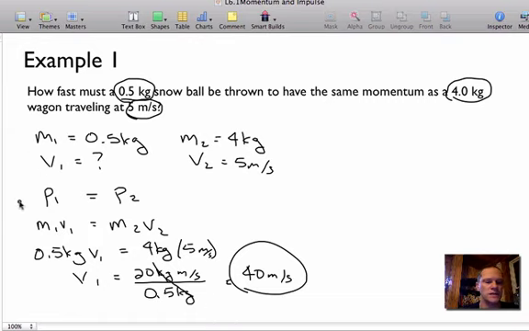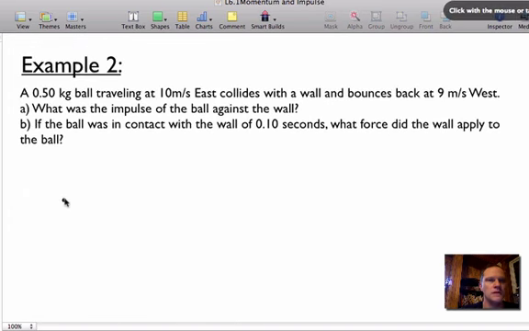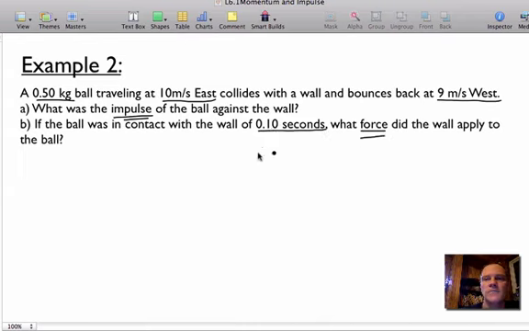Okay, let's take a look at another example. Here we have a 0.5 kilogram ball traveling at 10 meters per second east, which collides with the wall and bounces back at 9 meters per second west. Part A, we're looking for the impulse of the ball against the wall. And part B, if the ball was in contact for a time of 0.5 seconds, we're looking for the force that it applied to the wall.